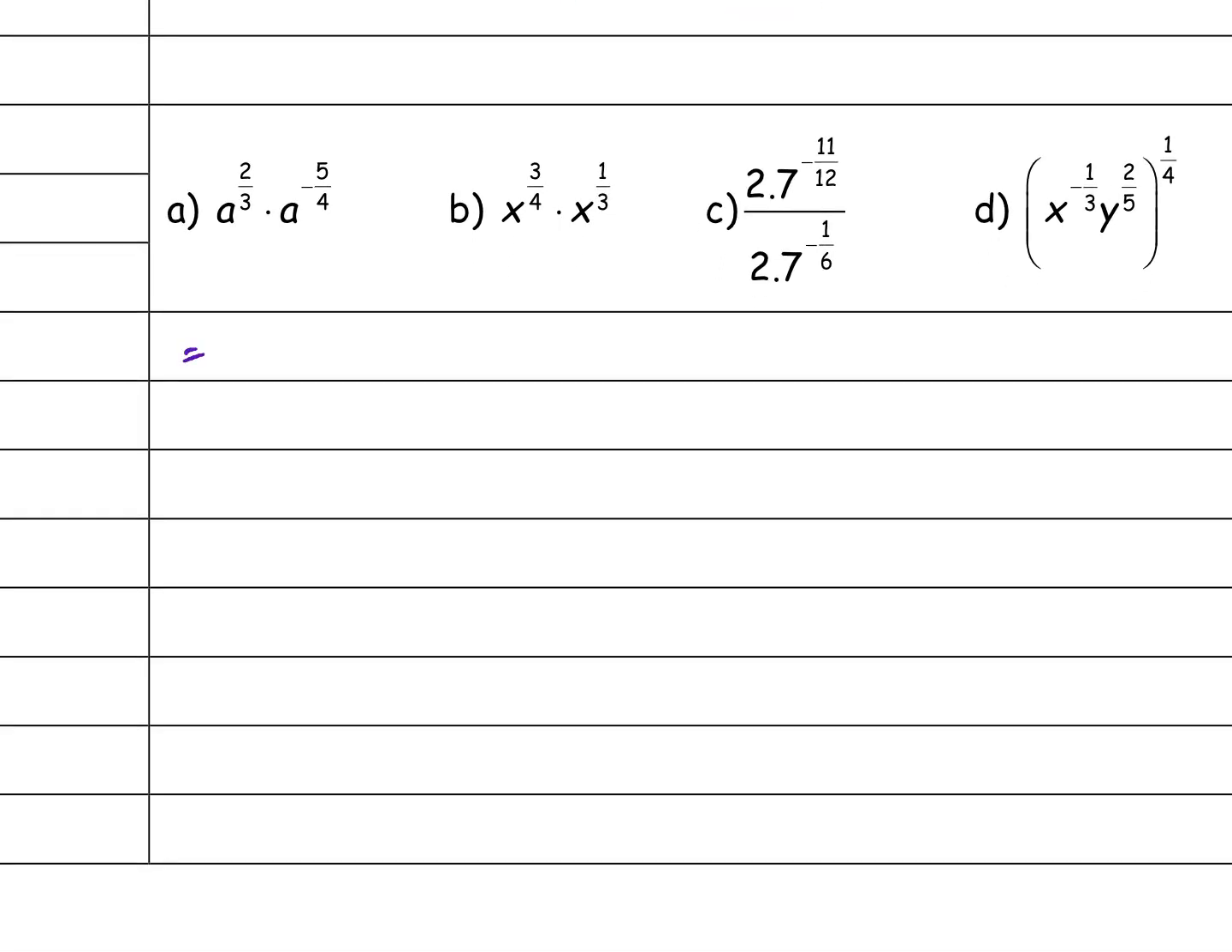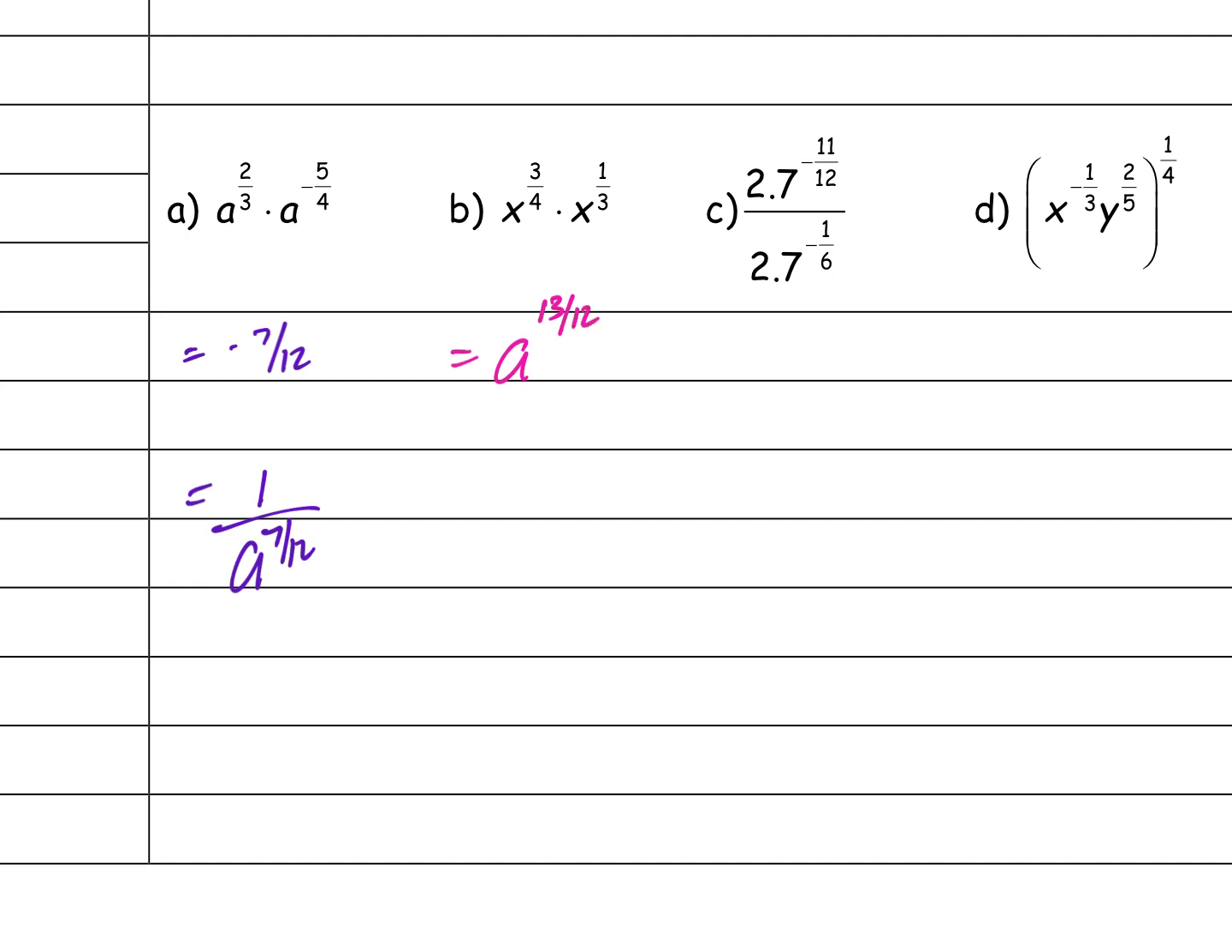So these fractions add together to equal negative 7/12. So my answer would be, because it's a negative, it would be 1 over a to the 7/12. And then these two fractions add together to be 13/12. And they're positive, so this is a to the 13/12.